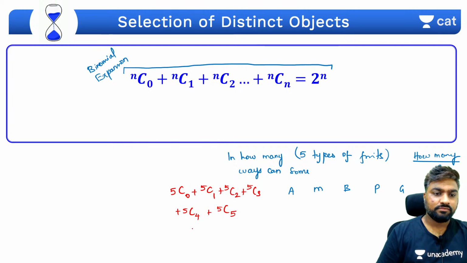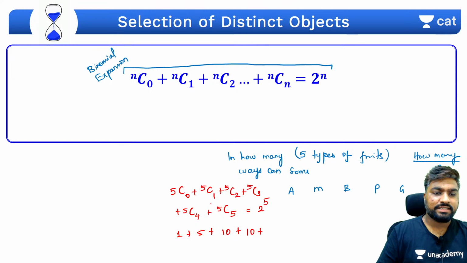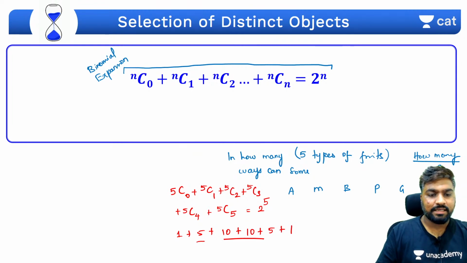This, if you sit and expand, might be a long task. So this is basically equal to 2 to the power 5. Check once if it makes sense. 5C0 is 1, plus 5C1 is 5, 5C2 is 5 into 4 by 2, that is 10, 5C3 is the same as 5C2, that is 10, 5C4 is the same as 5C1, which is 5, 5C5 is the same as 5C0, that is 1. So 20, 30, 32. Does this make sense to you guys?